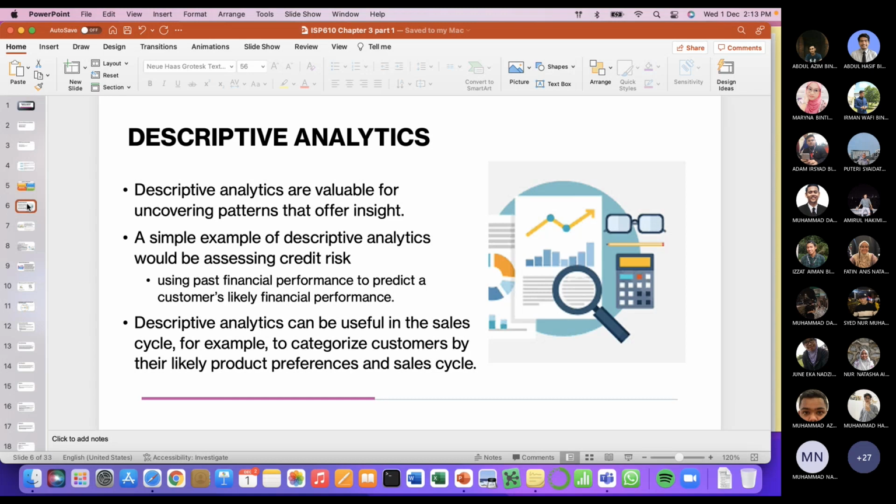Okay, so descriptive analytics can also be used in sales cycles. For example, to categorize customers by their likely product preferences and also sales cycles. Based on the sales records, usually we can see what kind of products people always buy, and also when people always buy those products. So dia boleh target lah some sales ke, nak buat some promotion ke during that time in the future. Okay, that is descriptive analytics.